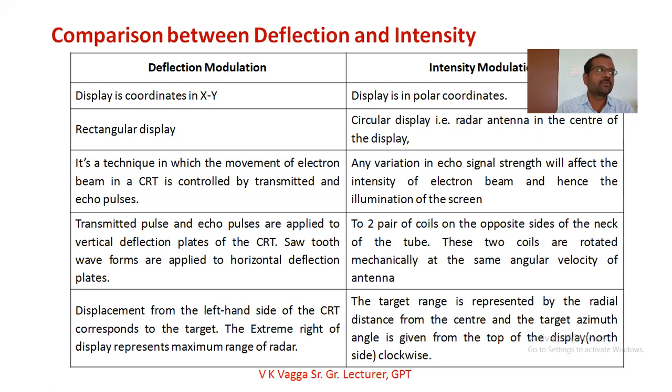The antenna itself is going to rotate here, and it is going to display the range on the left and the right side, and in this case it is to be displayed according to the angle of the rotation here. It is called an azimuth. Understood? This is about the differences between the deflection plates and the intensity modulation.